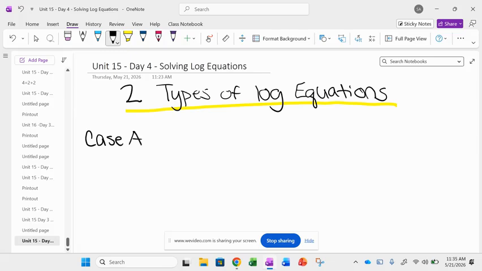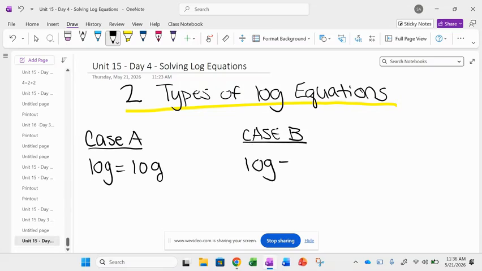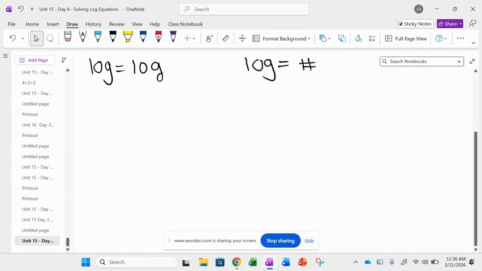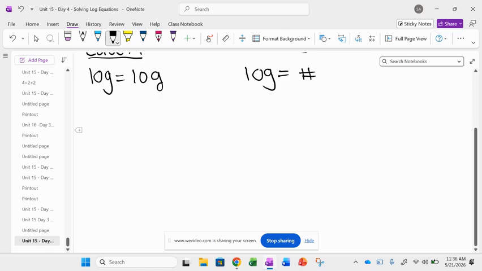So our first case will be log equals log. And our second case is going to be log equals number. Okay, so we're going to go through case A first.